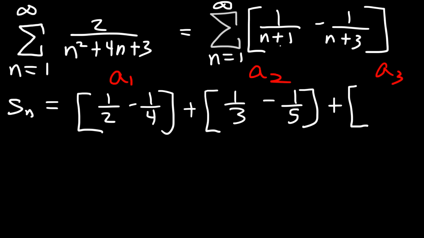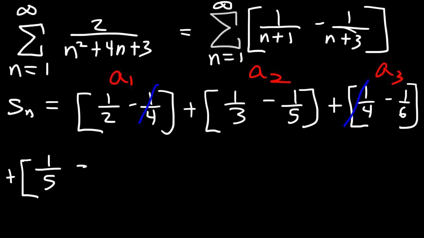Now plugging in 3, 3 plus 1 is 4, and then 3 plus 3 is 6. So at least we can cancel 1 over 4. Now let's get the fourth term. So this is going to be 4 plus 1, which is 5, and then 4 plus 3, that's 7. So now we can cancel 1 over 5.